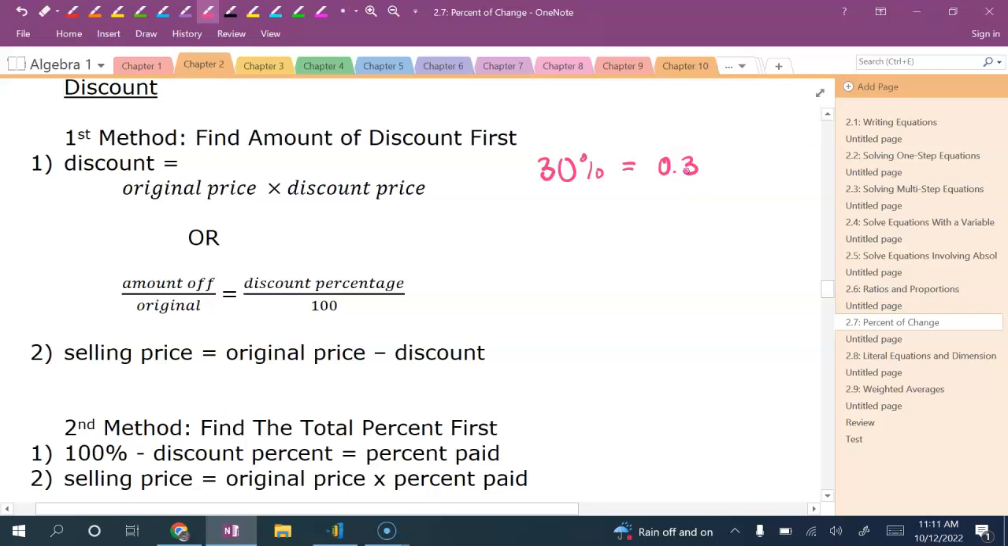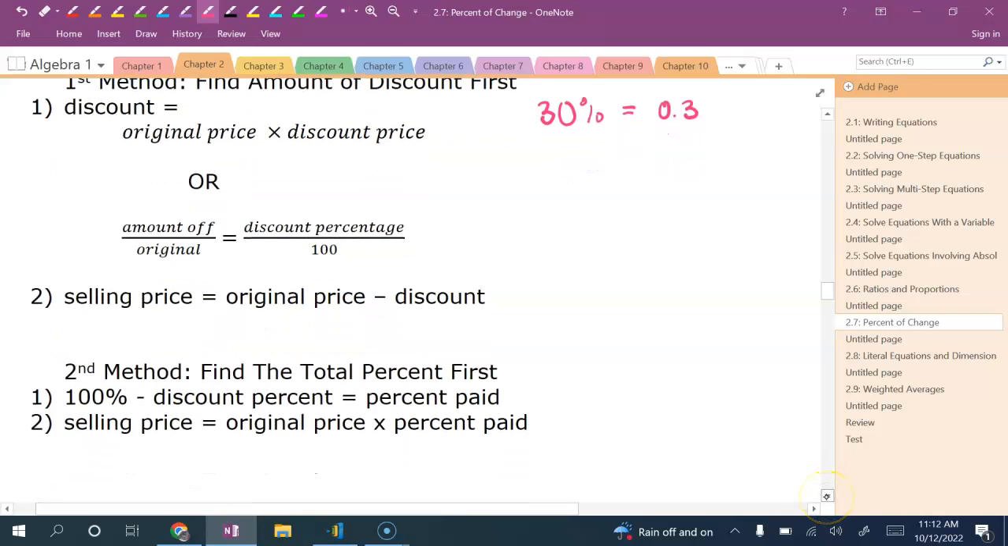So the first method says that you take your original price of the item times the discount as a decimal, and then you would take that amount and subtract it from your original price because you're saving money. The second method says that instead of taking 100% plus the tax like we did with sales tax, we're going to take 100% minus the discount percent, and that'll give you what you have to still pay. So if you're saving 30% on an item, you still are responsible for paying for 70% of that item. So then you'll take that new percentage, 70% as a decimal, times the cost of your item to get the amount that you have to pay.